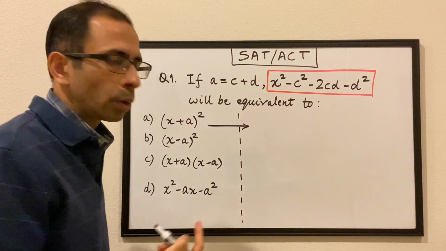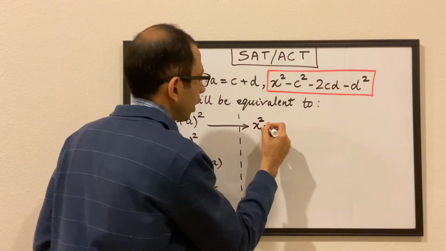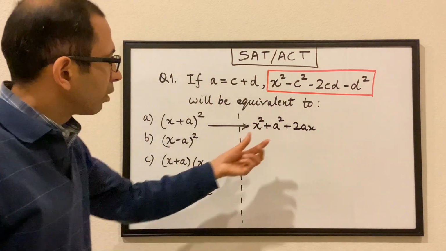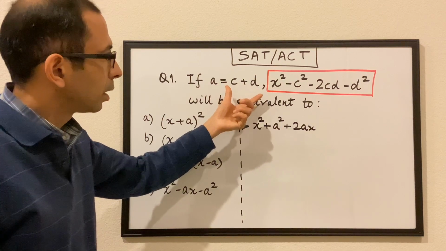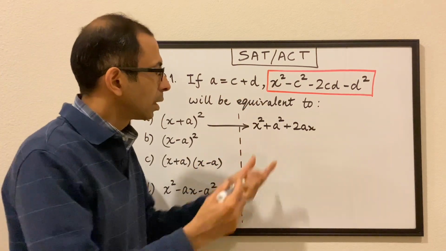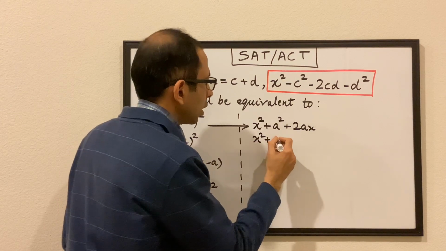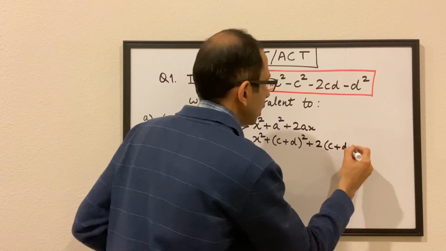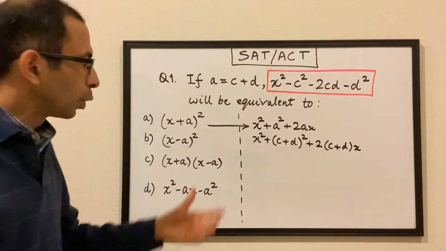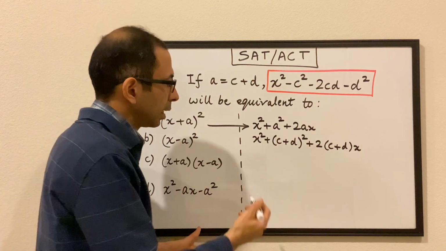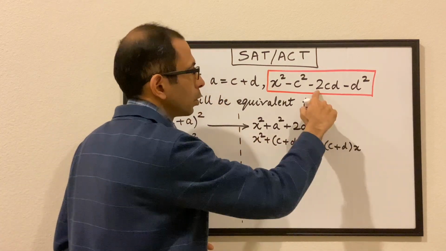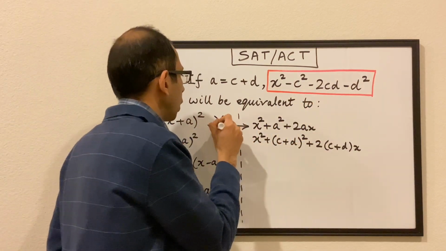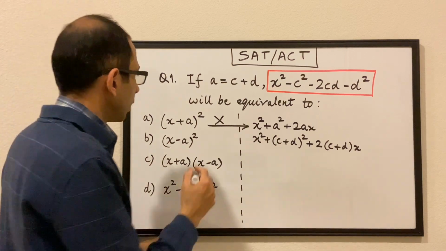x plus a whole square is nothing but x square plus a square plus 2ax, correct? Now when we plug in a is equal to c plus d, we will have x square plus c plus d whole square plus 2 times c plus d times x, correct? We don't need to expand this now because we can clearly see that this is nowhere close to this expression. This is completely different, so this is ruled out, right? Let's go to option B.